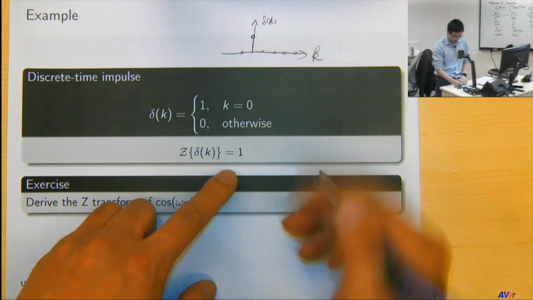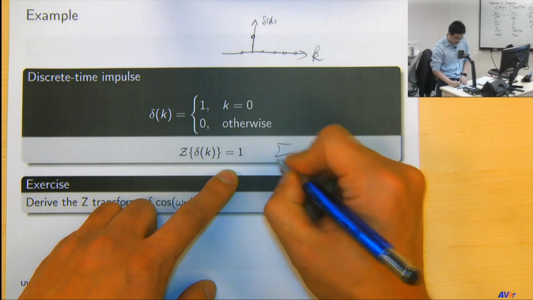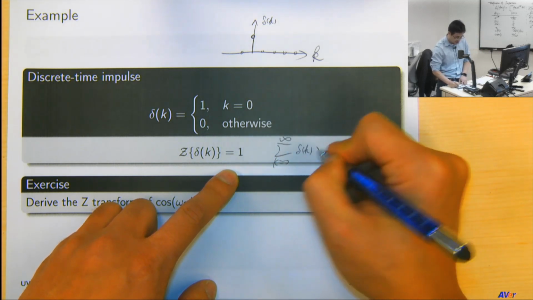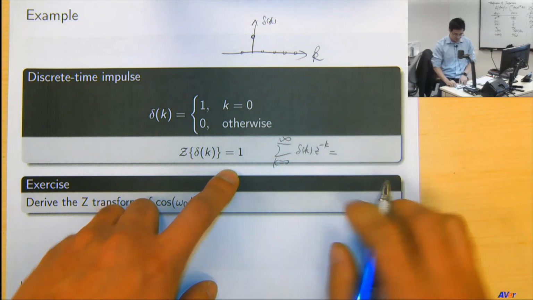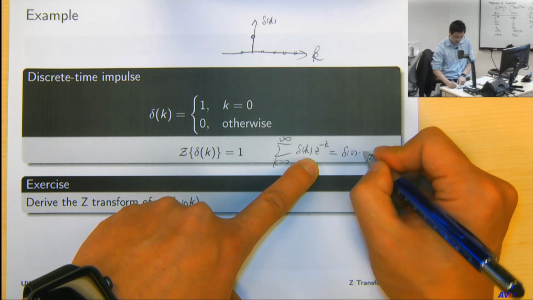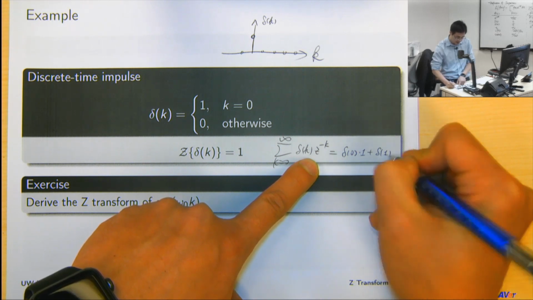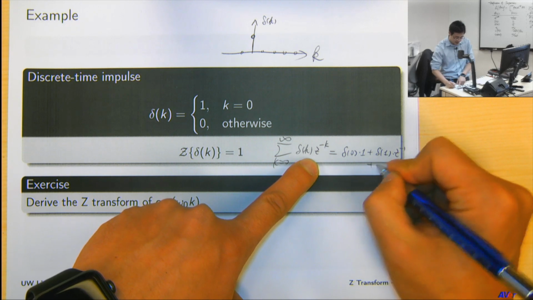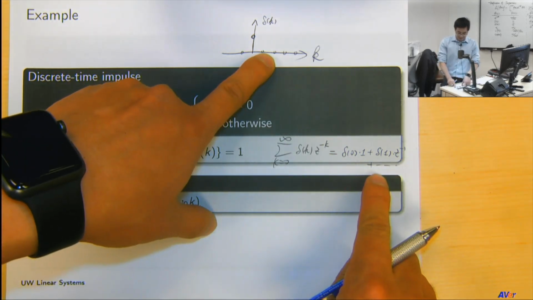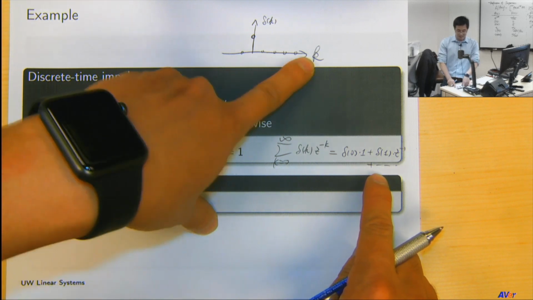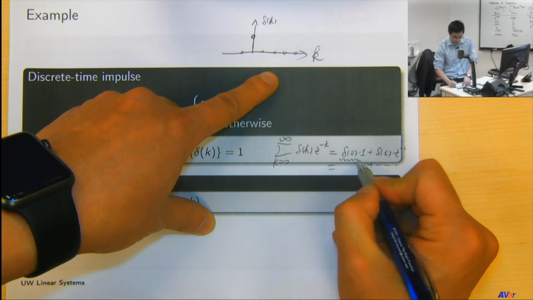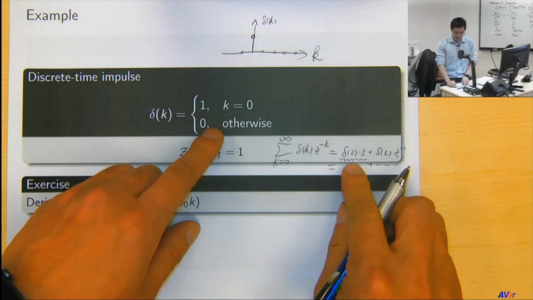It's 1. You can see this by writing out the sum over k from 0 to infinity of delta k, z to the negative k. So it's delta 0 times 1 plus delta 1 times z negative 1, etc. Now because the value is 0 for k equal to 1, 2, 3, etc., it just has the first term remaining. So it's delta 0, which is 1.